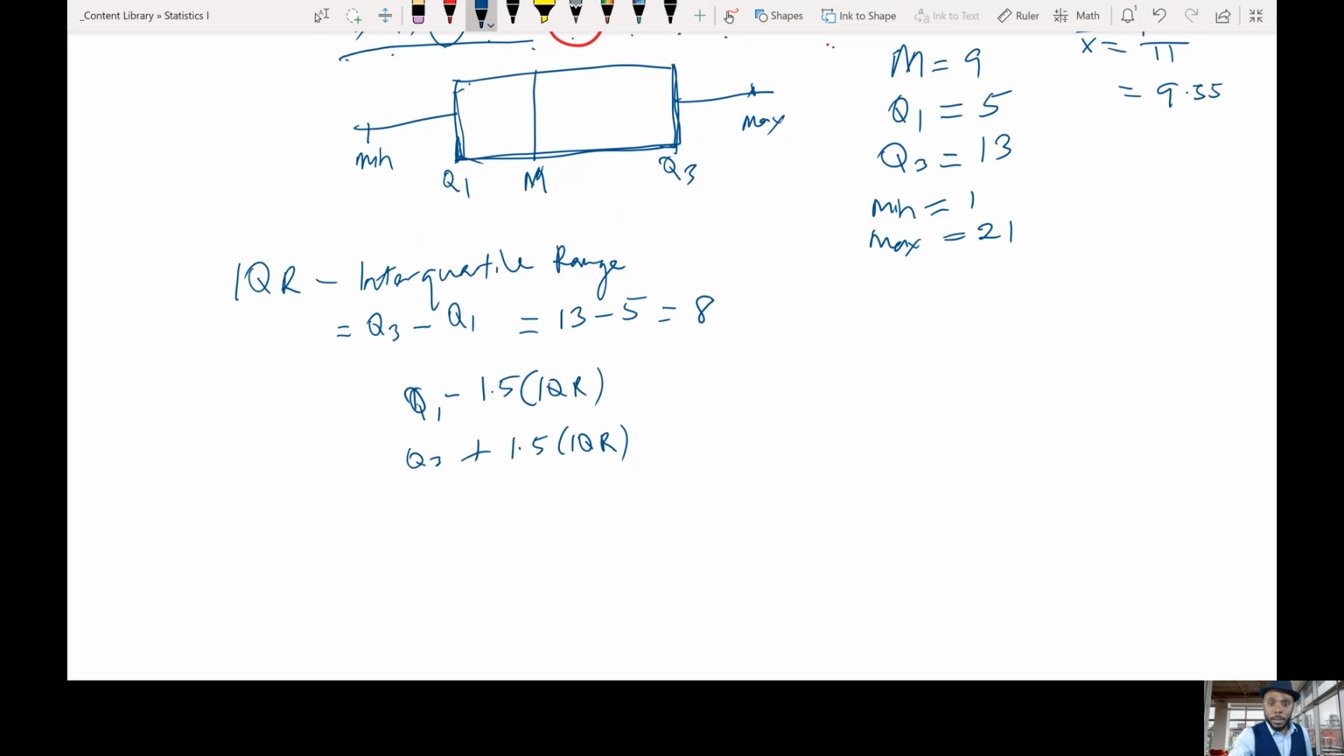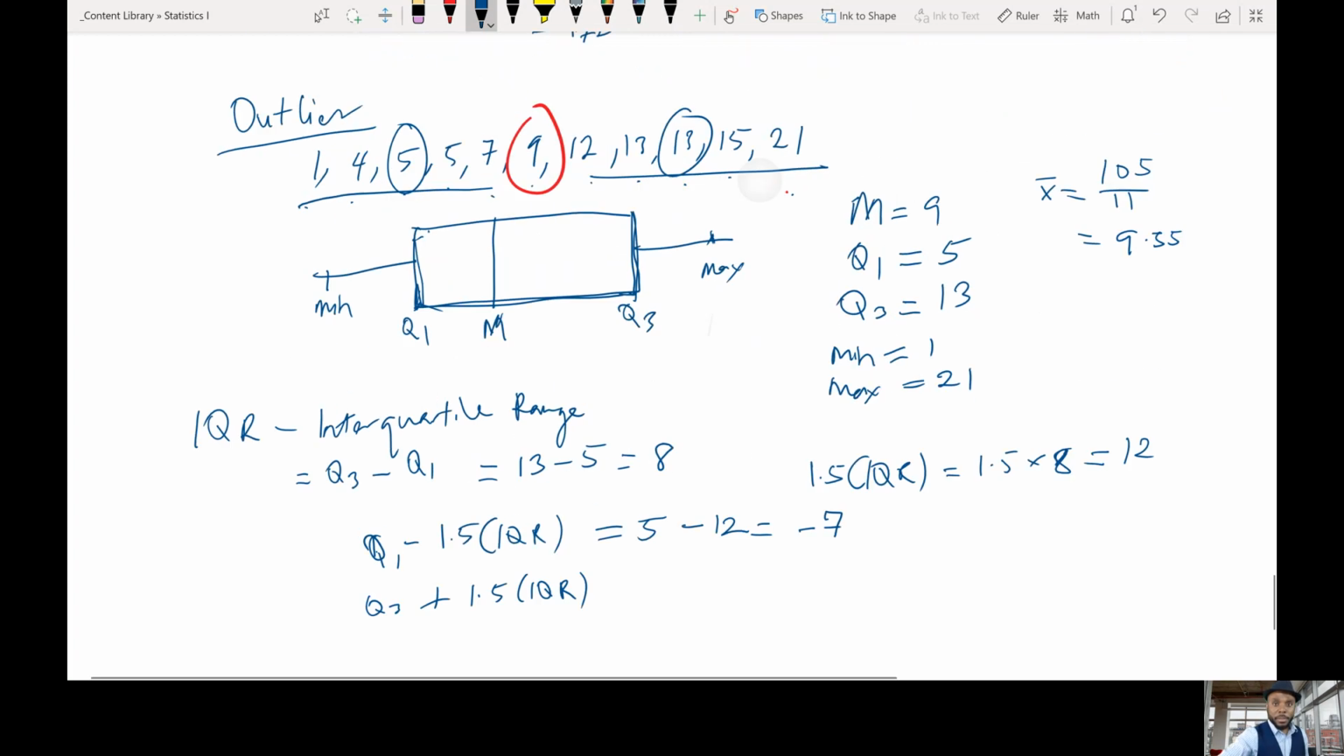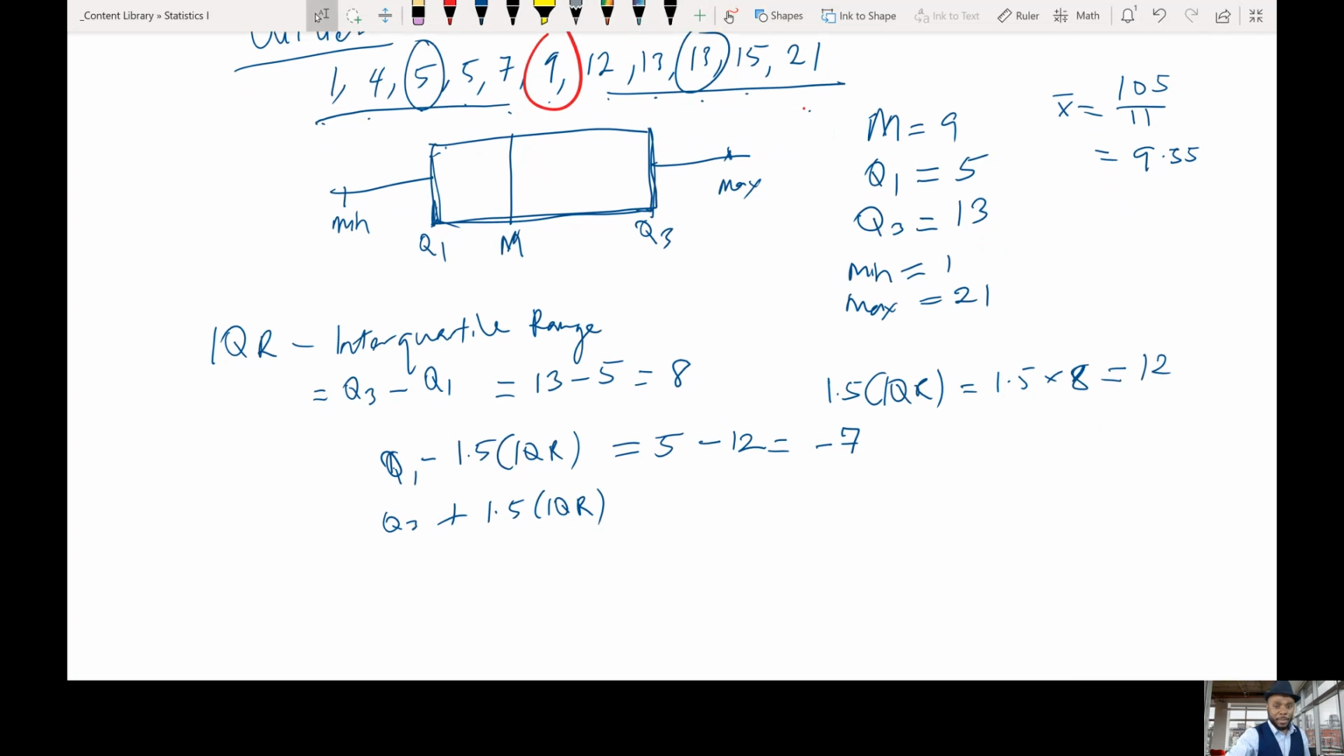So let's compute 1.5 times IQR. That would be 1.5 times 8. If you use your calculator, or 1.5 is 3 over 2. So 2 goes into 8, 4, and that will be 3 times 4. That is 12. You see, you don't need a calculator. So this will now be equal to Q1, which is 5, minus 12. That gives us negative 7. And in our data, we don't have any number that is less than negative 7. So there's no number towards the left, as expected.